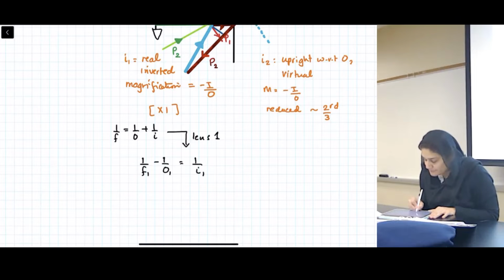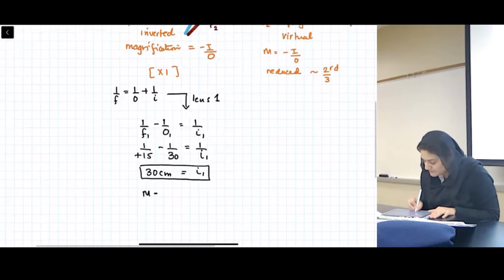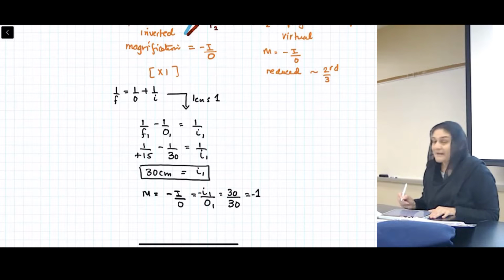So your 1 over f1, what was your f1? Plus 15 minus your object, which was minus 30, gives you your I1. Tell me what I1 is. 30. And for your magnification, you will do minus I over O. This means it will be I1 over O1. So it's 30 divided by 30, which gives you a magnification of minus 1.